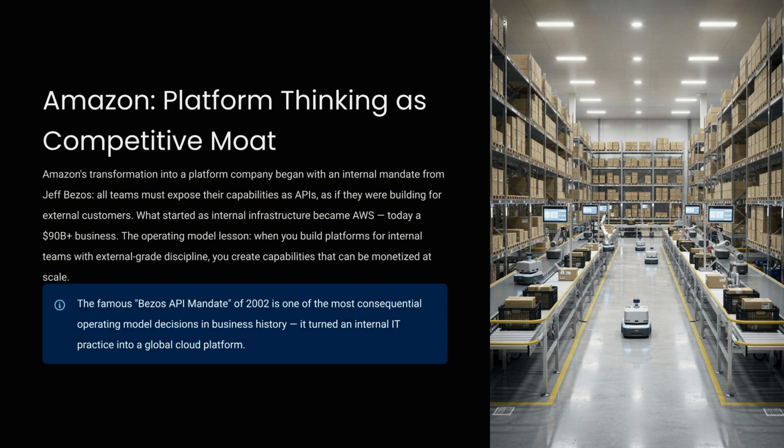Amazon adopted platform thinking, mandating all teams expose capabilities as APIs. This internal infrastructure discipline became AWS. This shows how building platforms for internal teams with external-grade rigor can create monetizable capabilities at scale.